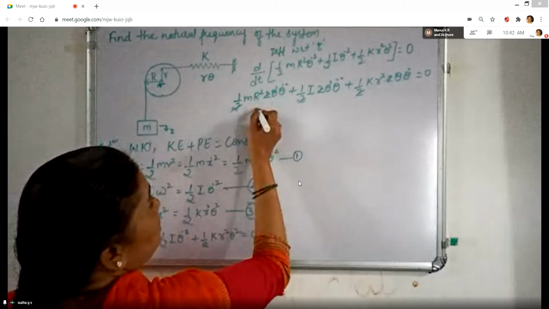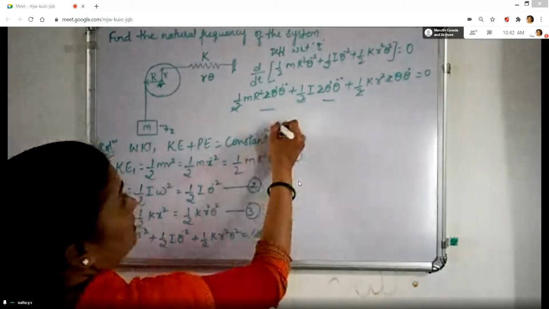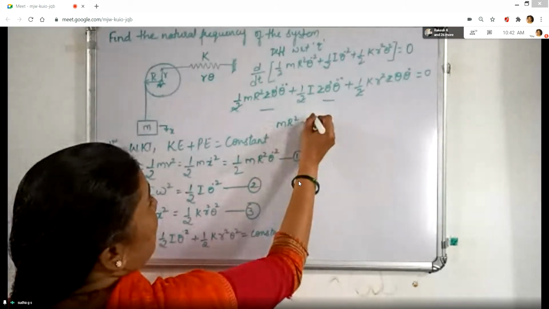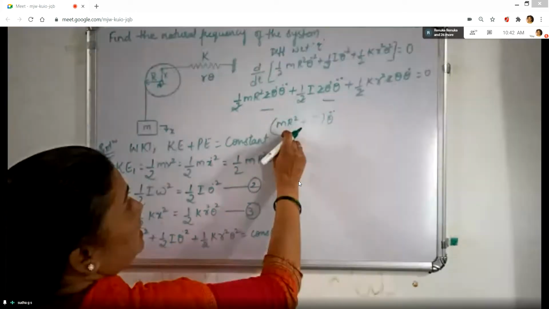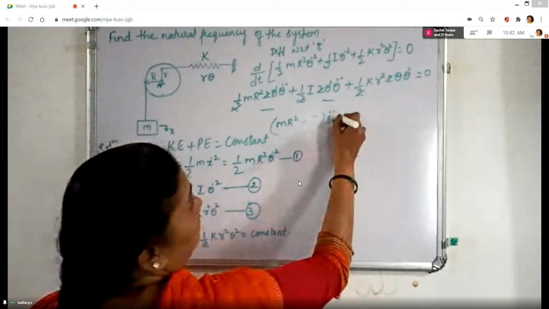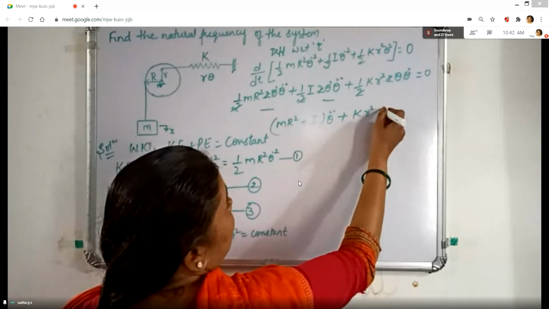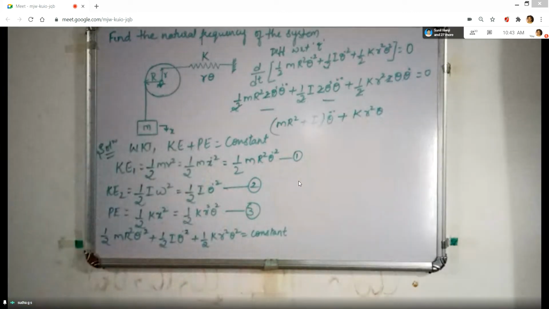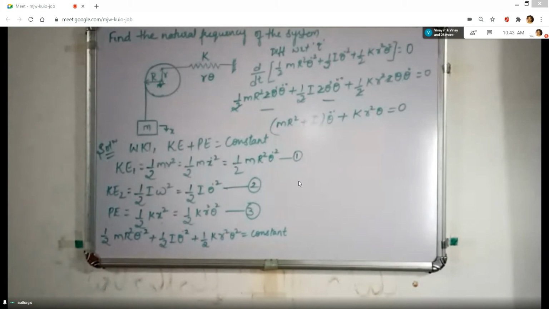See here, these two terms have theta double dot as common. So therefore directly I will write here m r square plus I into theta double dot. From these two terms I will write this one, m r square plus I into theta double dot, plus here k r square theta is equal to 0, right?